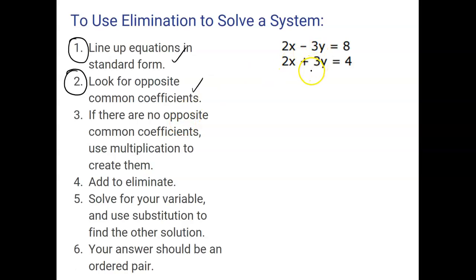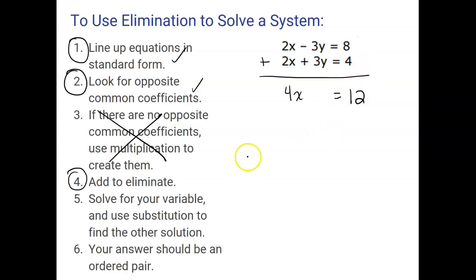We have negative 3y and positive 3y, which means in this example, we can skip step 3. We don't need to multiply by anything because we already have opposite common coefficients. Step 4 is add to eliminate. Be careful, we're not subtracting. I'm not taking 2 minus 2. 2x plus 2x is 4x. Negative 3y plus positive 3y is 0, so those disappear, and 8 plus 4 equals 12.